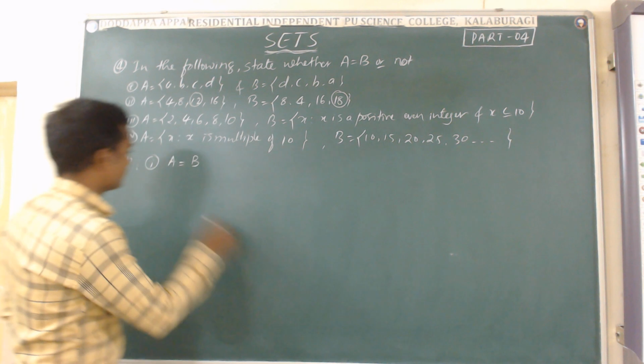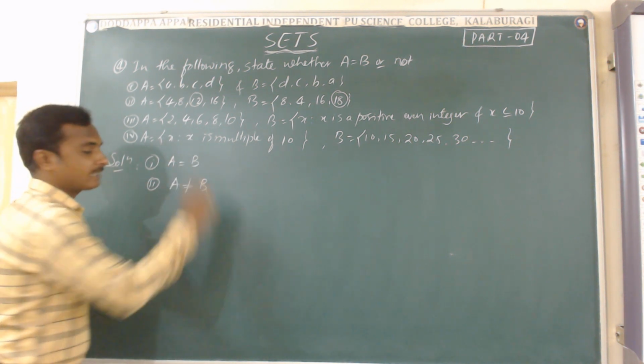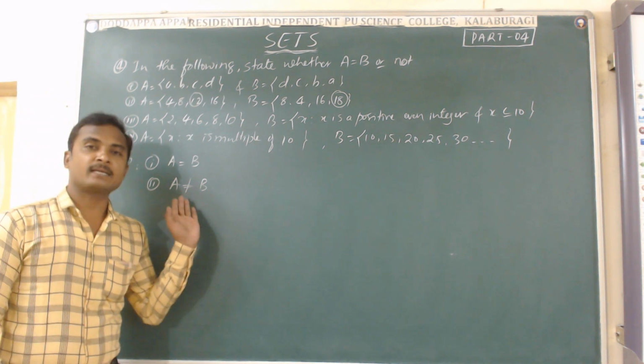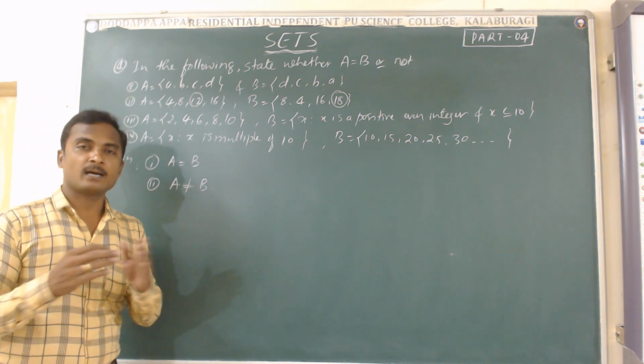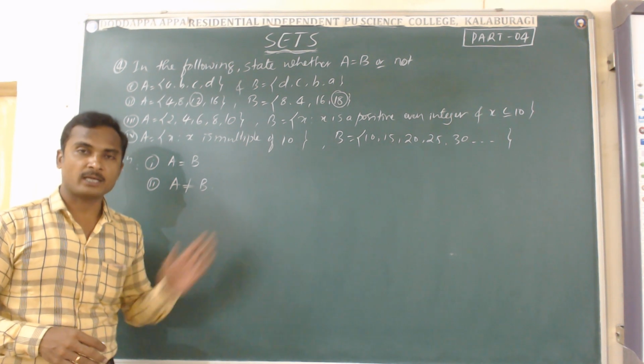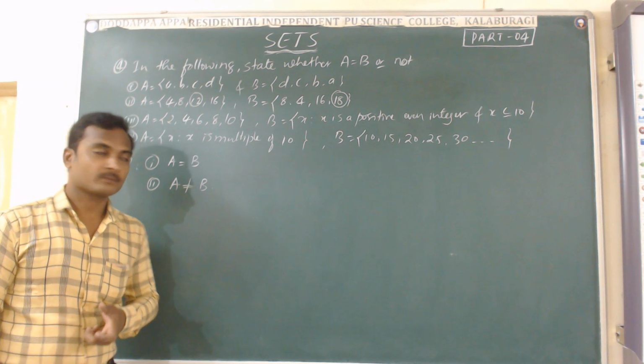Therefore, clearly what is the answer? The answer is the set A is not equal to the set B. The elements of the set A and elements of the set B are not exactly the same. They are different from each other. Therefore, your answer is the set A is not equal to the set B.